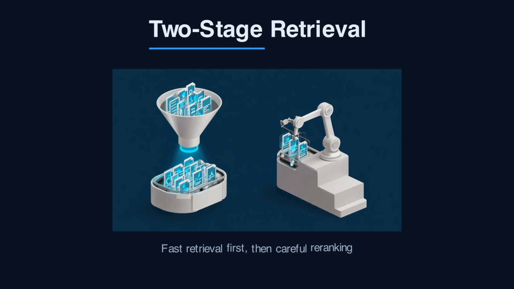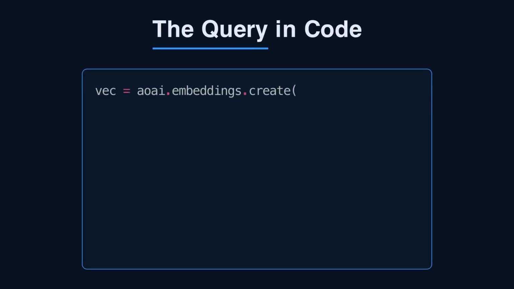Stage 2 is the semantic reranker. AI Search runs a cross-encoder model from Microsoft over those 50 results and rescores them against the query, returning a precise top 10. Better yet, use hybrid search: combine vector similarity with BM25 keyword scoring, so exact terms like a specific certification still count. Here's the query side in Python.